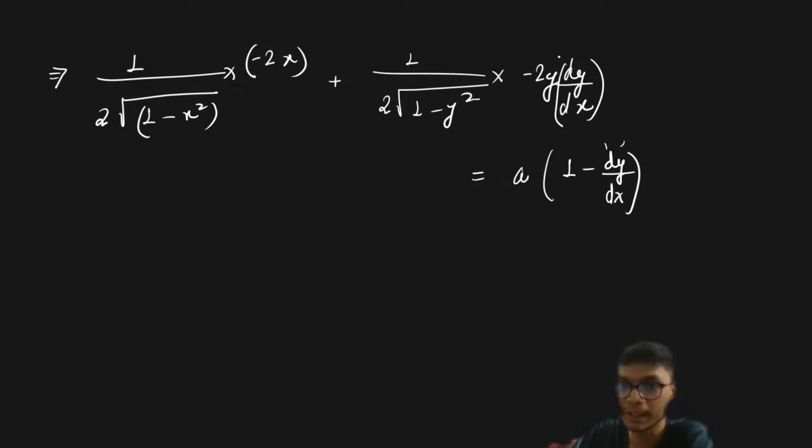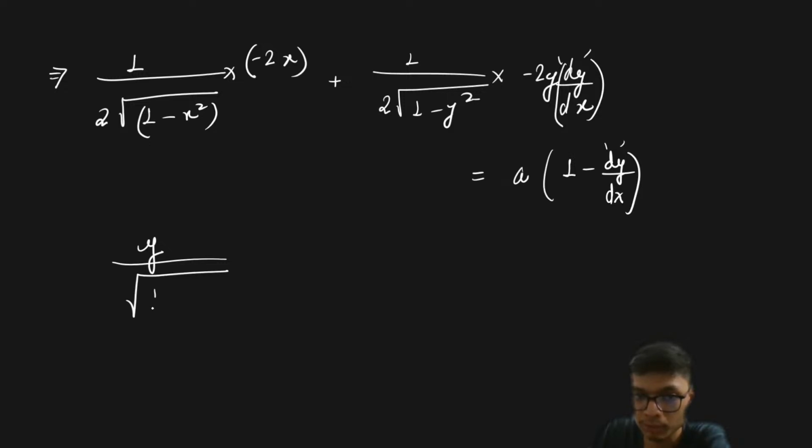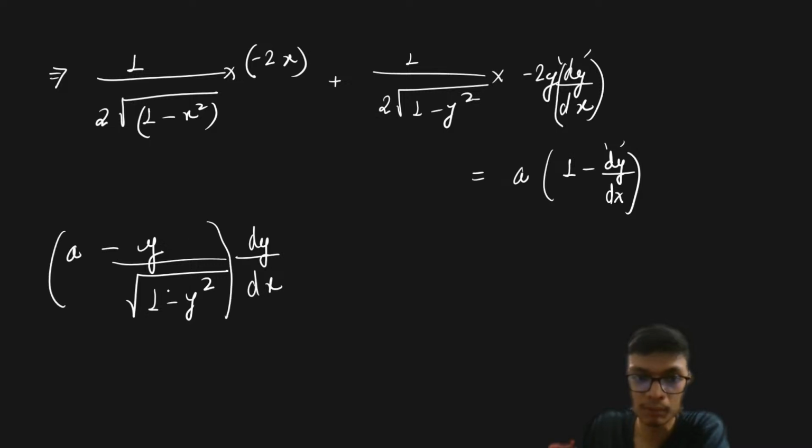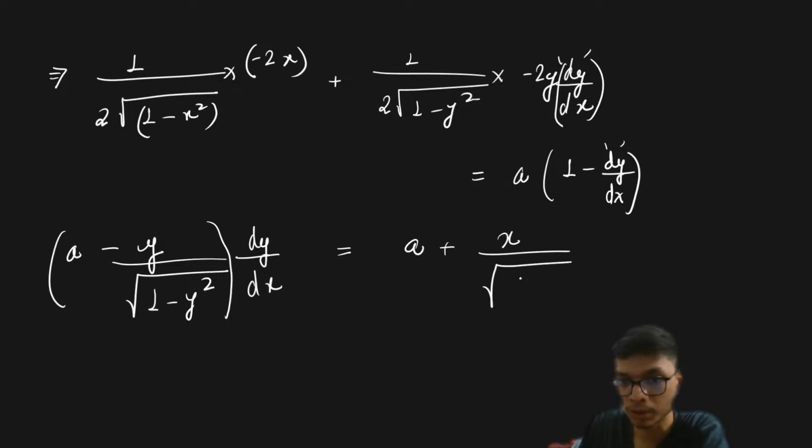Now we have to find out this dy upon dx. So we will club the dy by dx terms on one side and the other terms on the other side. I'm taking this part on the right hand side and the a part on the left hand side, though you can do the other way as well. So it becomes (a minus y by square root of 1 minus y square) dy by dx is equal to a plus x upon square root of 1 minus x square.